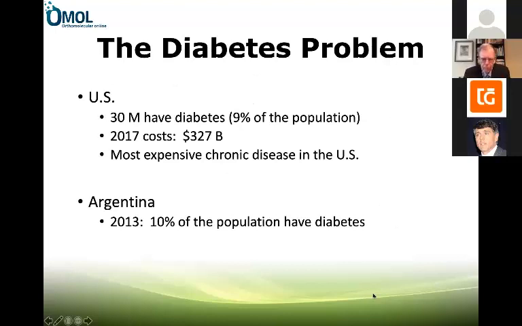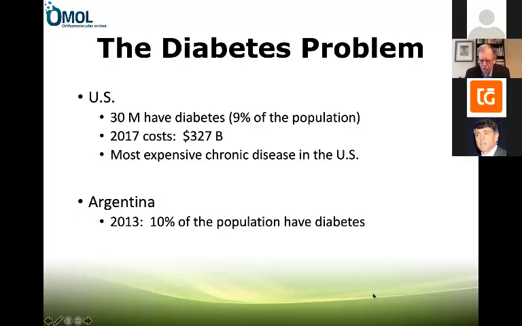First, let's look at the problem. In the United States, as of 2017, we had more than 30 million Americans who have type 2 diabetes. This is about 9% of the population. And diabetes is actually the most expensive chronic disease in the United States.